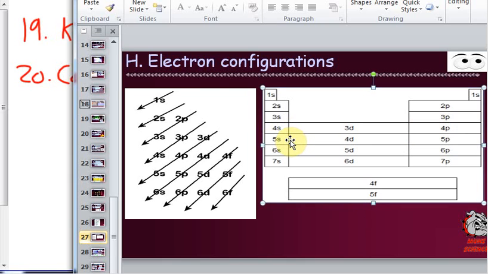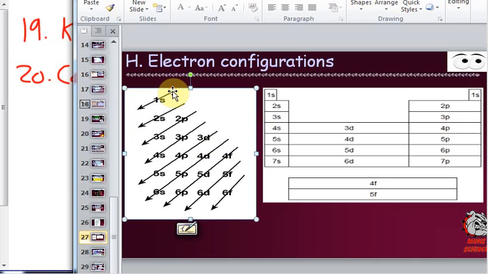Another way to do that is this chart here on the left. You notice how I have all the S's in one column, 1S, 2S, 3S, 4S, then I have all the P's, 2P, 3P, 4P, then all the D's, 3D, 4D, 5D, then all the F's, and I got these arrows going through them. The way you use this is you start at the tail of the arrow, you work your way to the head of the arrow, and you fill in order.